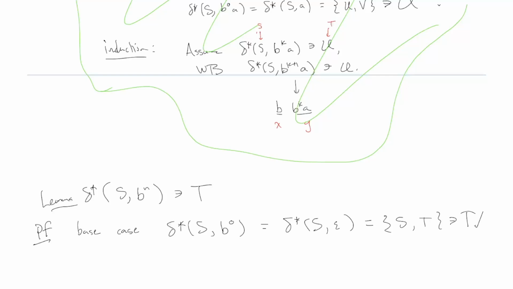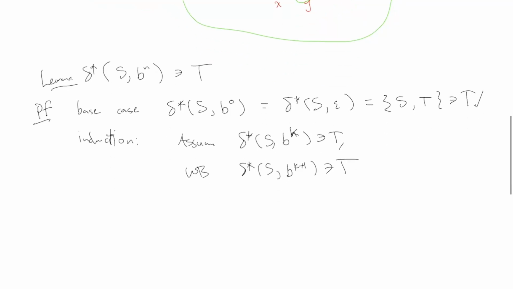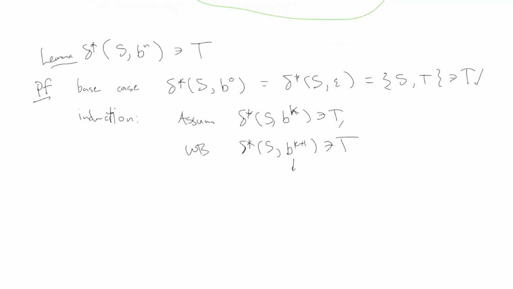All right? And then the induction case. We assume delta star of S and B to the K contains T, and I want to prove delta star of S and B to the K plus 1 contains T. And now we can do this. This will work out much nicer. I write this as B times B to the K, and I use this and this as my X and Y.